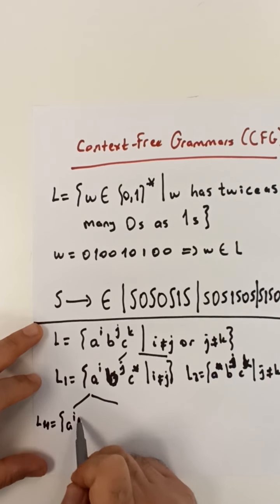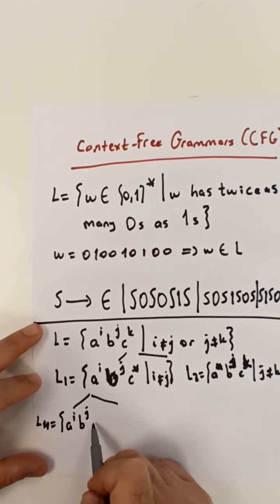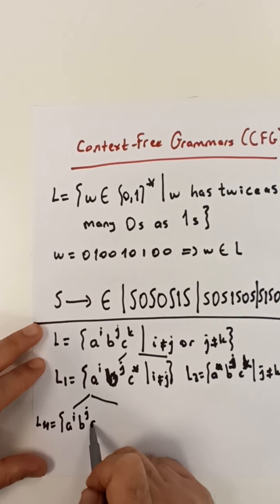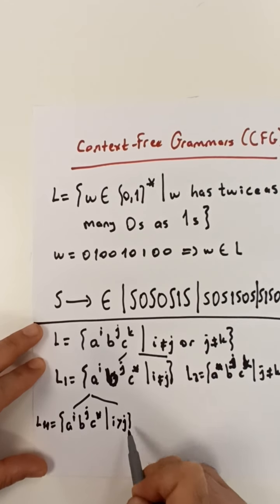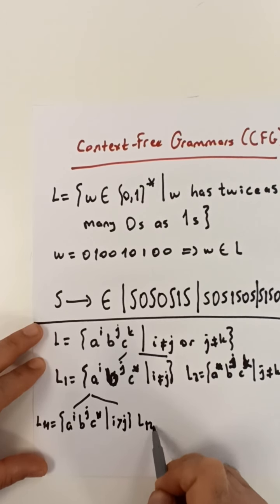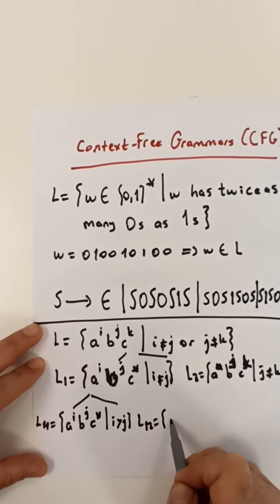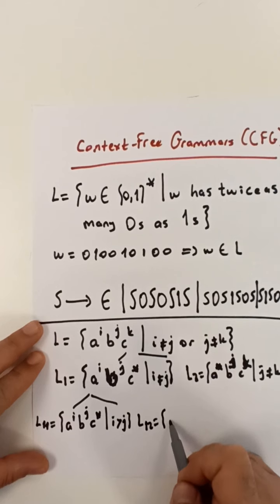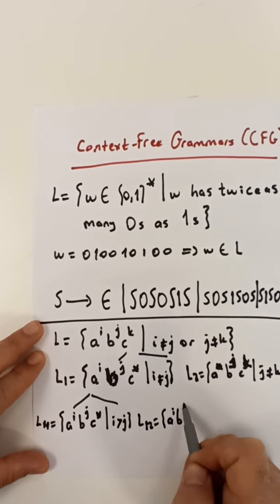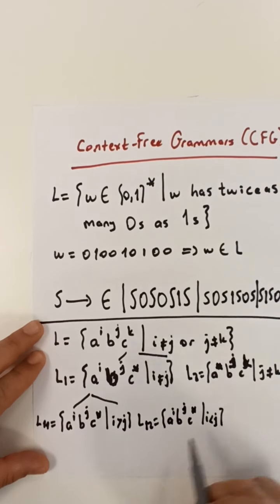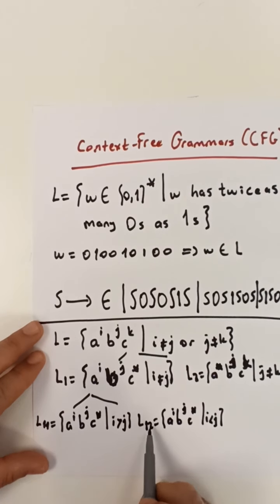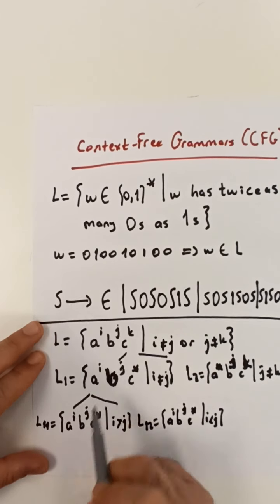So A to the I, B to the J, and C star, such that I greater than J. And the second language, L12, is A to the I, B to the J, C star, such that I is less than J. Now again, if I take the union of these two languages, L11 and L12, I can get L1.